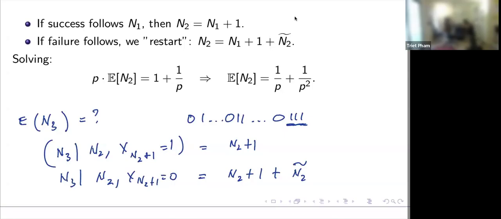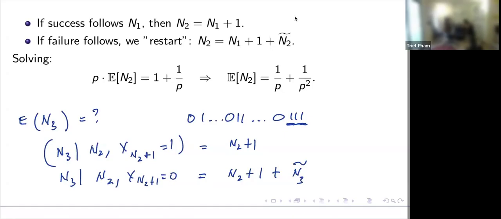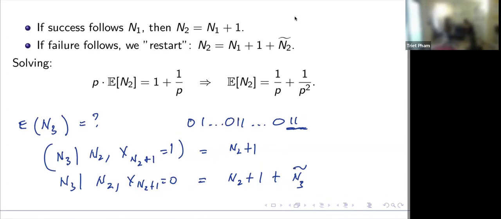Oh, sorry, not N2 tilde, N3 tilde, right? Because if you have a failure, meaning you have a 1, 1 and a 0, like this one right here, now the dot here, of course, means it's a 0 here. Then the search continues, right?